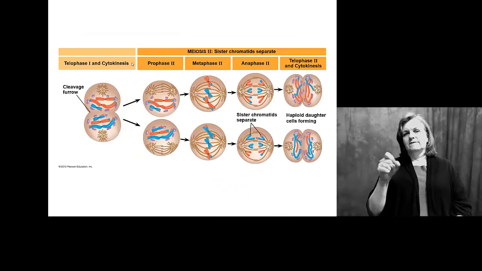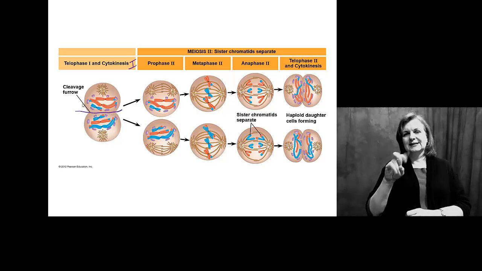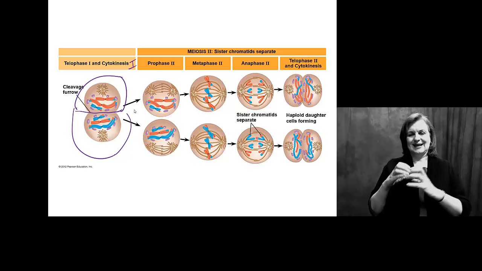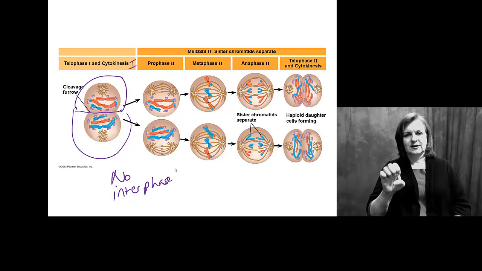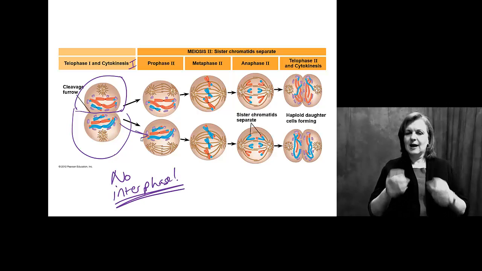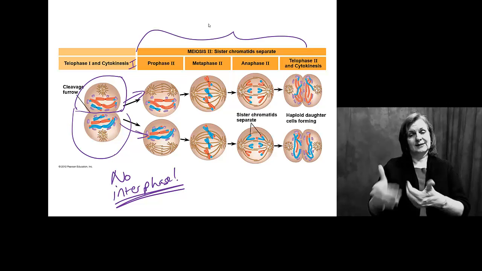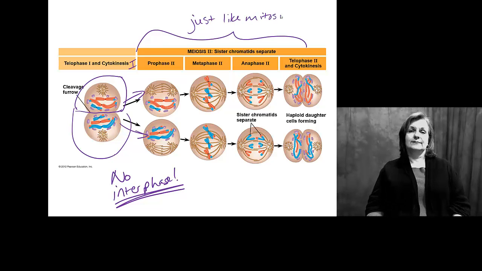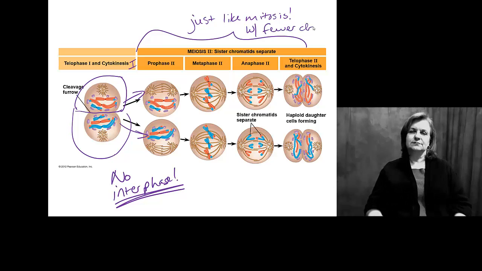Telophase 1, cytokinesis 1. The first time we go through this, splits out again. We're going to have a cleavage furrow, split out those two cells. And those two cells now, no interphase. There's no in between. Those cells go immediately into dividing again. And this time, this part is just like mitosis, but with fewer chromosomes for you.